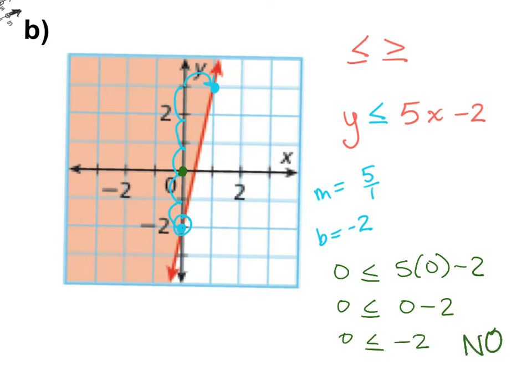No. So that means that my inequality symbol was incorrect. It must have been greater than or equal to. Check it now. Is 0 greater than or equal to 5 times 0 minus 2? Yes, because 0 is greater than or equal to negative 2. So therefore, the inequality symbol is greater than or equal to.